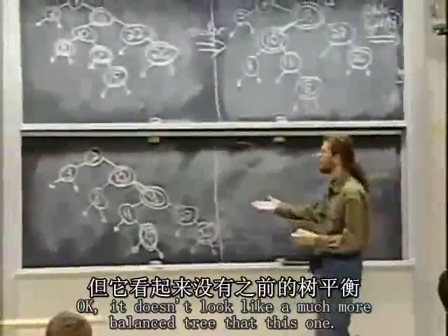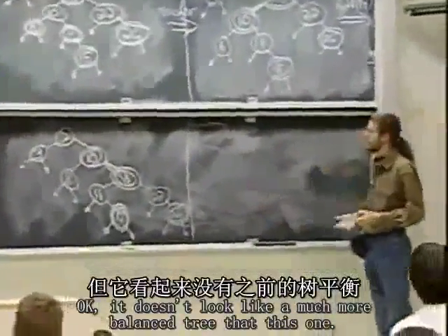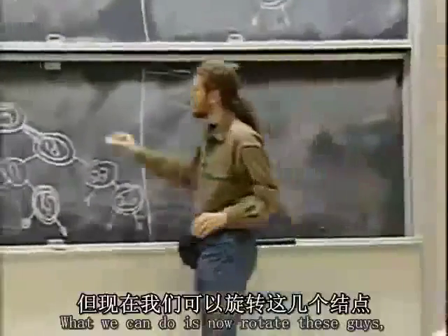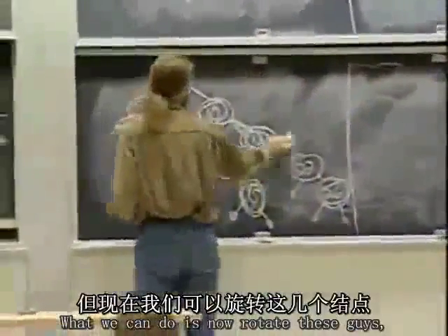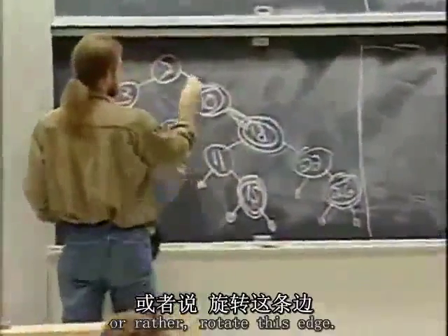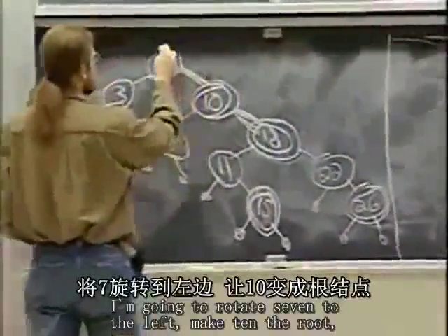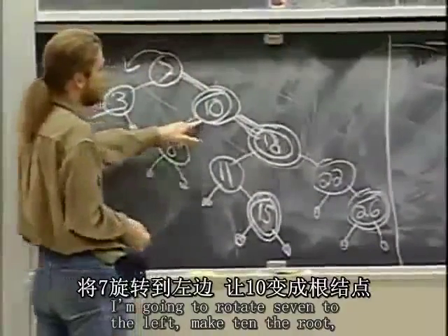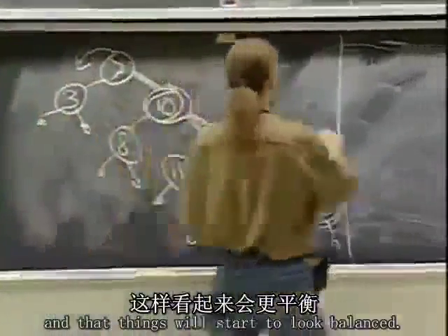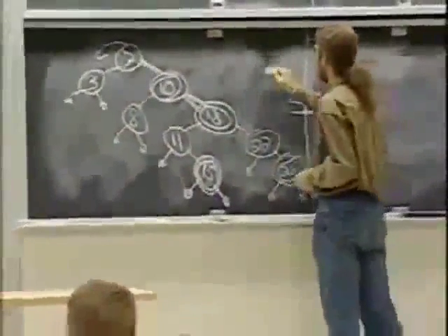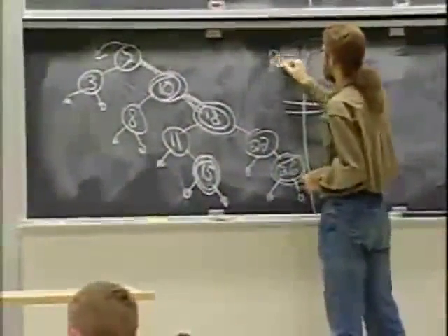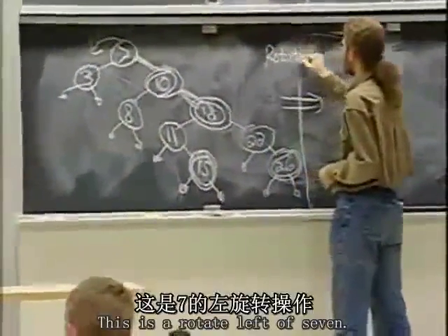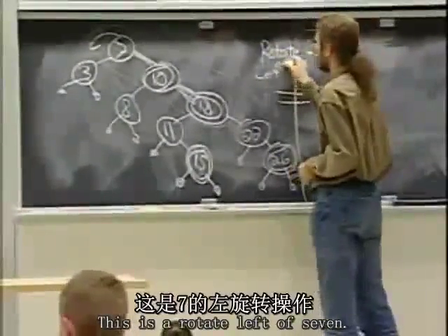It doesn't look like a much more balanced tree than this one. In fact, it looks a little worse. But what we can do is now rotate this edge. I'm going to rotate 7 to the left, make 10 the root, and then things will start to look balanced. This is a rotate left of 7.